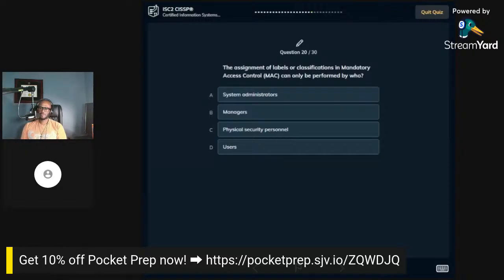The assignment of labels or classifications in mandatory access control can only be performed by who? Should that be managers?